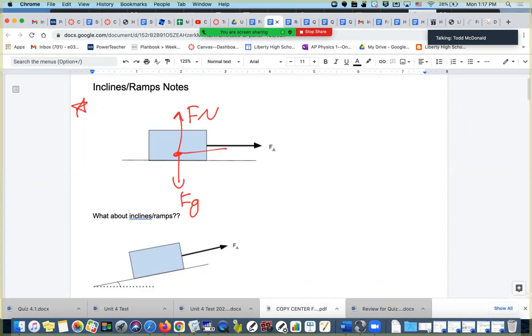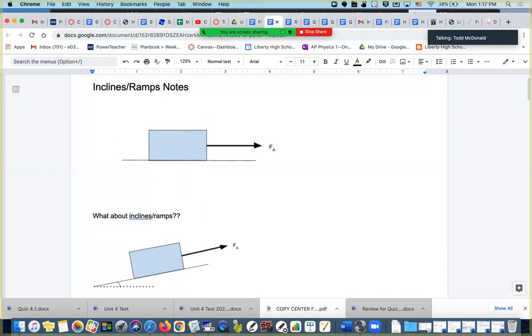You've got this applied force to the right here, and then if the box is on a surface that has some friction, you have friction going the other way. But the question really becomes, what do we do if we have a ramp or an incline? This is really what we're going to talk about today.